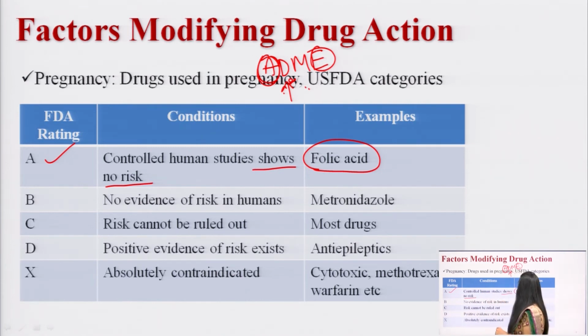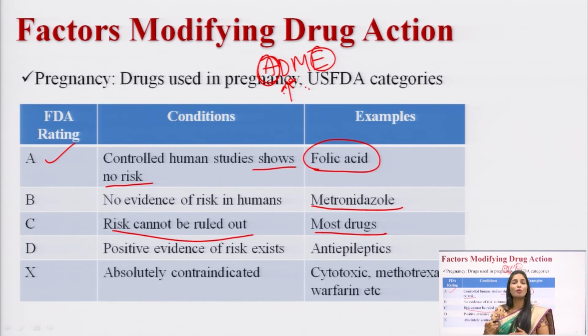And the second one is metronidazole. No evidence has been proved in animals, but it has shown toxic, teratogenic effect in animals. And for most of the drugs, risk cannot be ruled out. You cannot rule out what type of risk is going to happen with a particular drug. If you cannot rule out the risk, this type of drug is put in C. It has been rated as C.